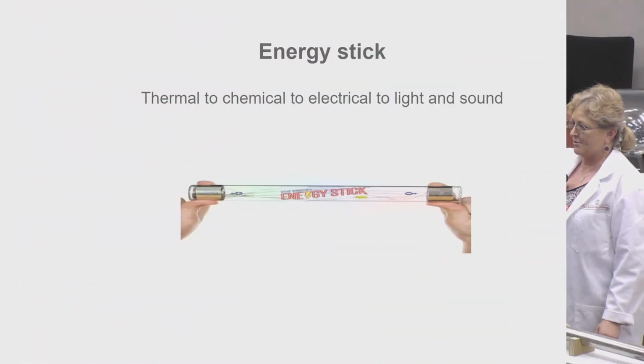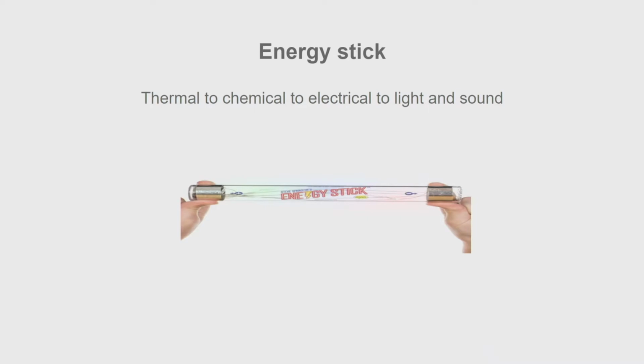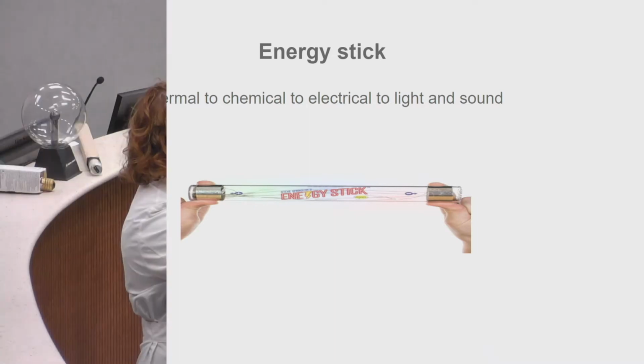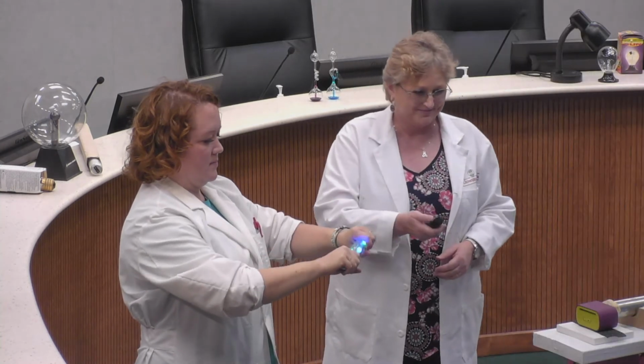It is thermal to chemical to electrical to light and to sound. It's thermal because of the heat from your hand, chemical because there's a battery in the energy stick, electrical because we can get the electrons moving through, and light and sound are self-explanatory.